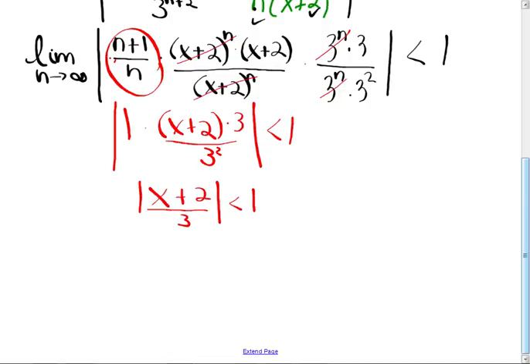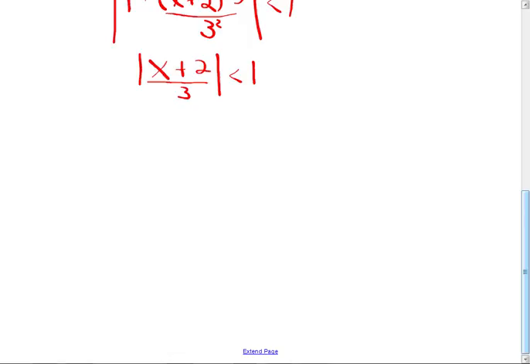Multiply it. It has to be 1x. Right now you have a third of an x. So it's |x + 2| is less than 3. What's the radius of convergence? The radius is equal to 3.